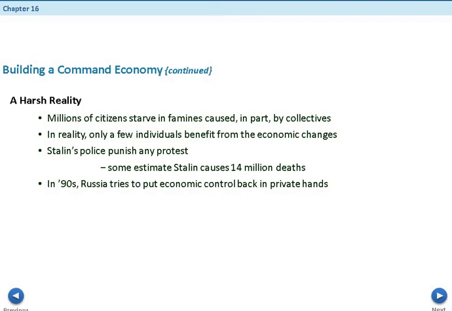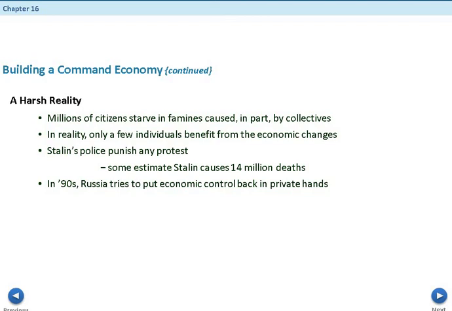In reality, few individuals benefit from these economic changes, and instead of the few rich and the large group of poor people, it just kind of exacerbates this and makes it so that there are a lot more poor people than before and fewer rich people.